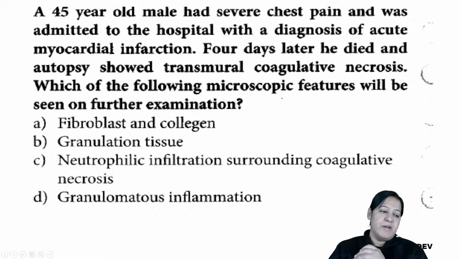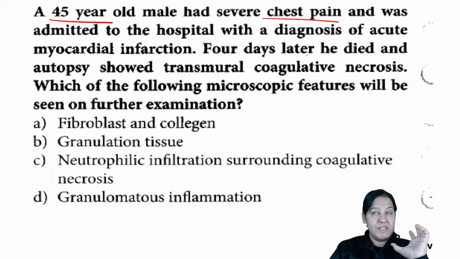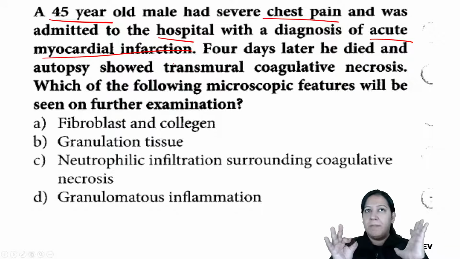The next question is in front of you, please read it. I will read it for you, then you have to tell me the correct answer. A 45-year-old male is there having severe chest pain. Imagine a 45-year-old male comes to your hospital, your clinic, with severe chest pain. You admitted the person to the hospital and you have made a diagnosis of acute MI. You have done the ECG, you have done the enzyme markers in the blood, and your diagnosis is acute MI, and you have admitted the patient under you, right?